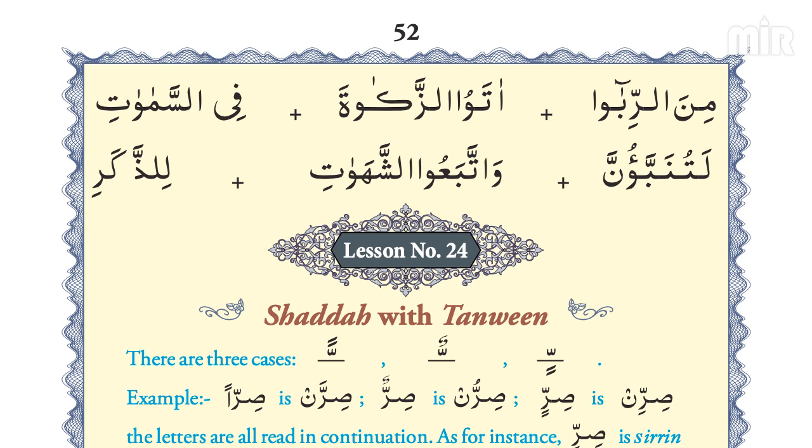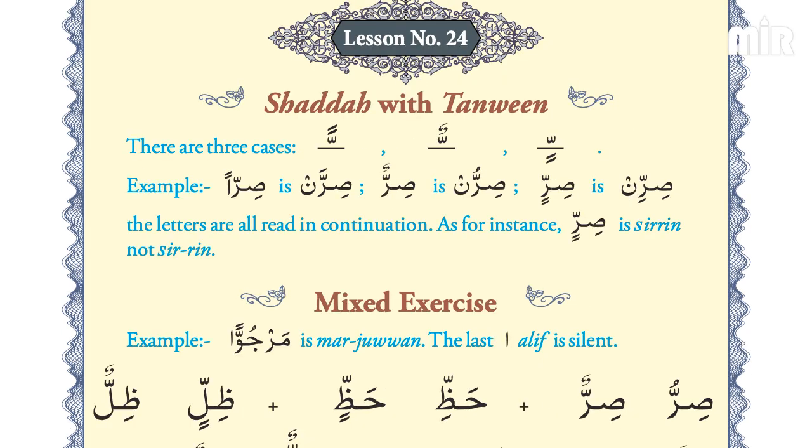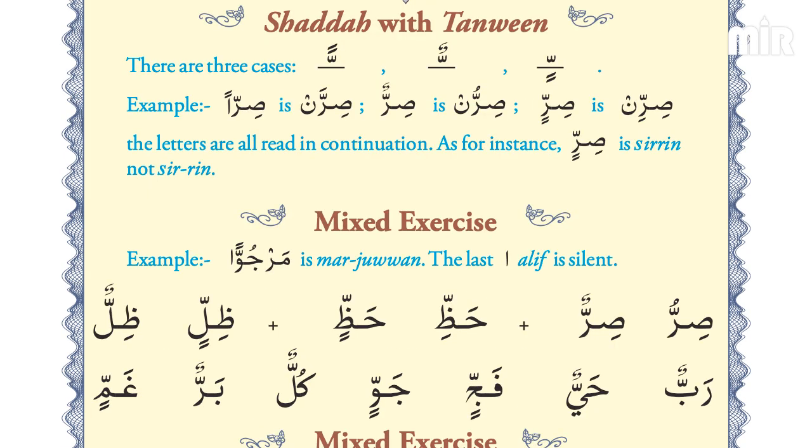And on the next page, we see lesson number 24. In this lesson, we are taught how to read shadda when it is with tanween. And tanween, as we know, is double kasra, double fatha, and double dhamma. So let us go to the mixed exercise.